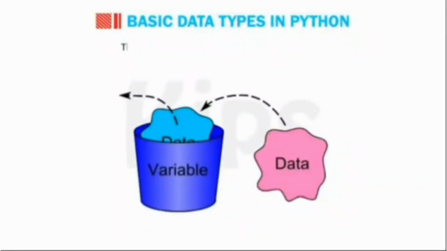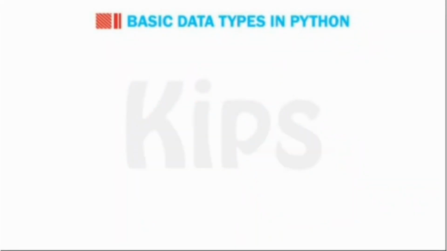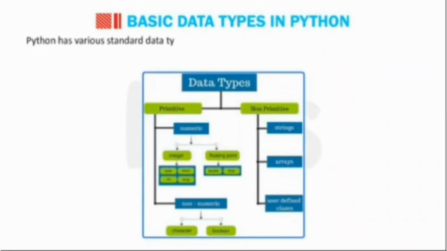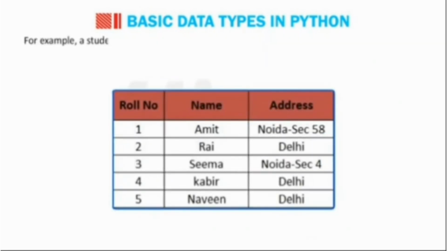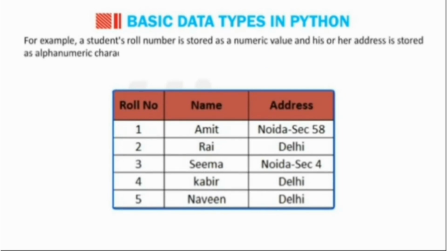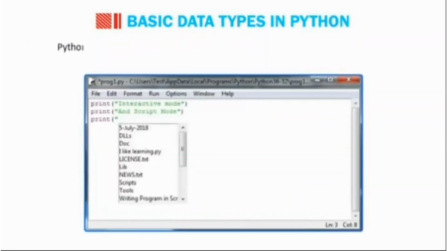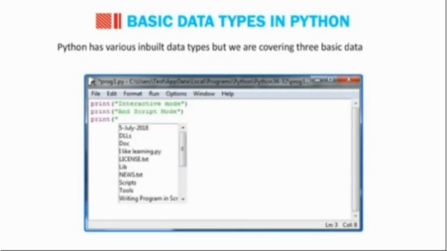So let's begin. The data stored in memory can be of many types. Python has various standard data types that are used to define the operations possible on them and the storage method for each of them. For example, a student's roll number is stored as a numeric value and his or her address is stored as alphanumeric characters. Python has various inbuilt data types, but we are covering three basic data types.